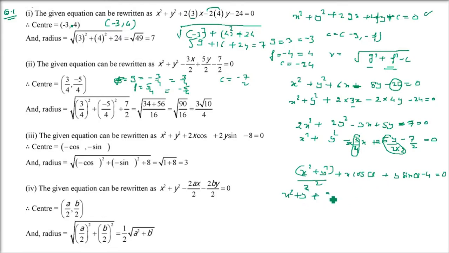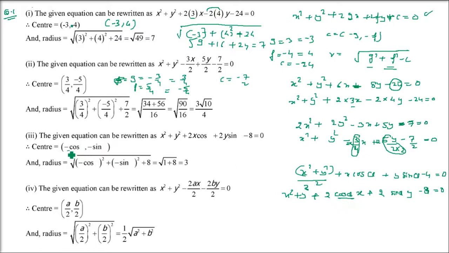x square plus y square, and now multiply everything by 2. Just make it as 2 cos theta x, because we have to compare it with 2gx. So 2 cos theta x plus, again 2, put as this, sin theta and then y, so you can compare it with 2fy, and minus 8 equals 0, because multiplying 4 by 2 gives 8.